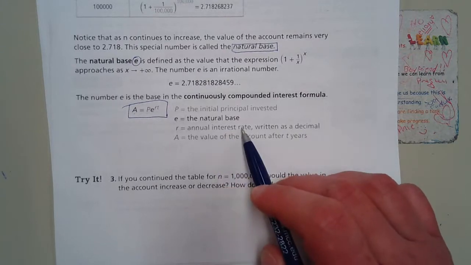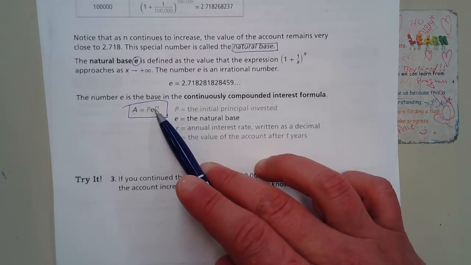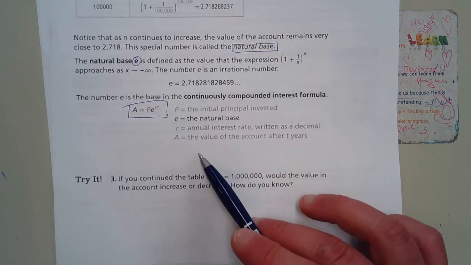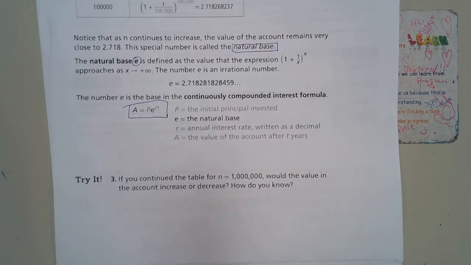So the annual rate written as a decimal. So we've been using that a lot. But this would be like 0.02 for 2%. You don't have to add the 1 to it. And then T is going to be your amount of years. Okay? All right, so they give us a problem here.